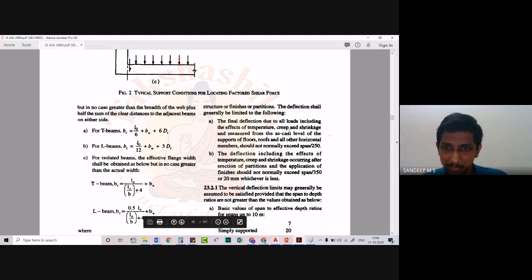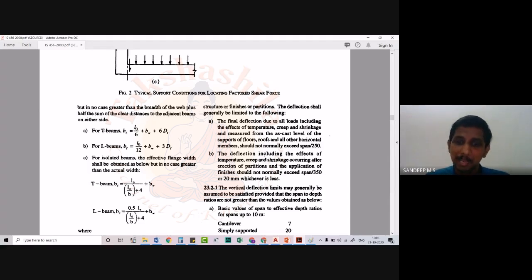First of all, I have to check whether the partitions are already erected or not. If that is the case, I have to calculate the value of span by 350 and also consider this 20 mm. Then I have to compare the deflection obtained using the procedure with the lesser of these two quantities, and ensure that the total deflection I obtained is less than this value. And again, please note, for your competitive examinations, viva, interview and all, this is a question which is normally repeated.